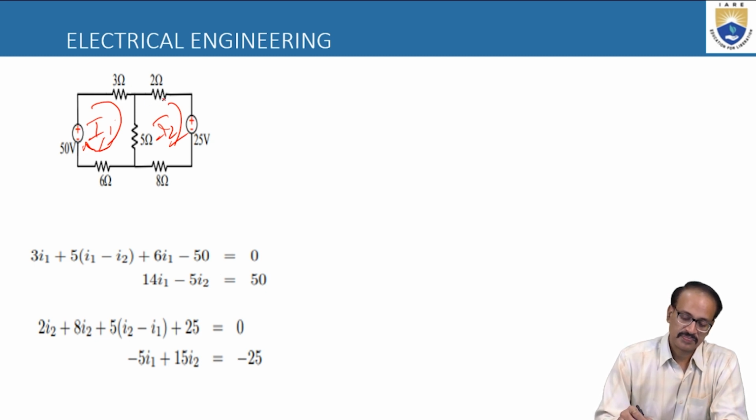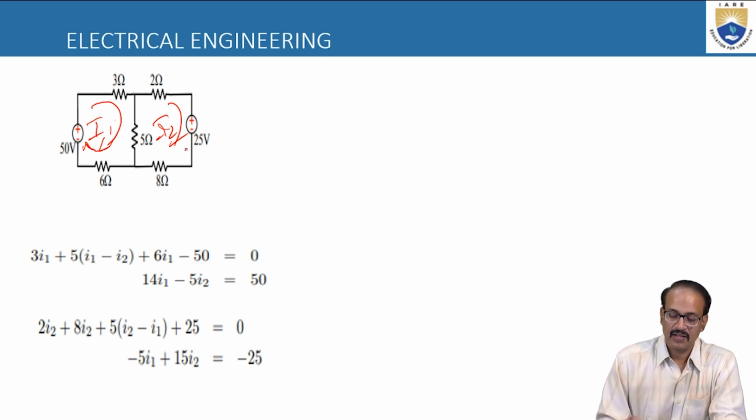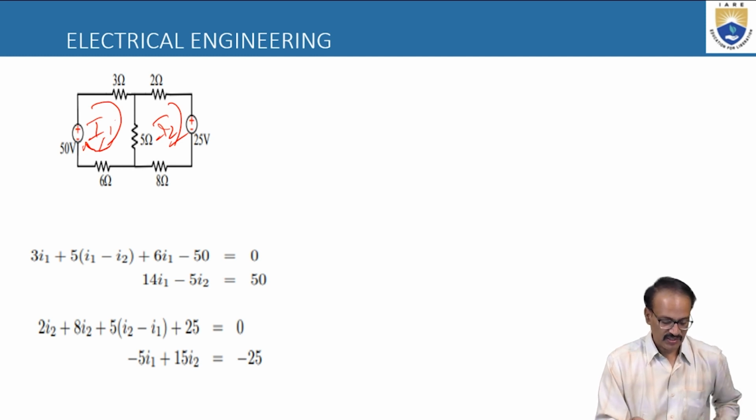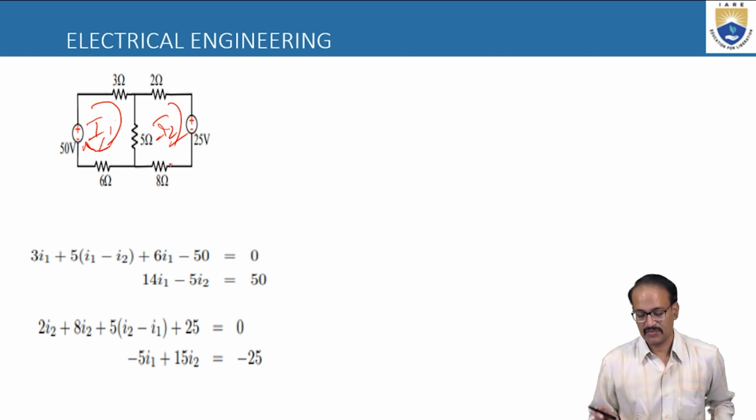And here also 2I2, clockwise direction, the current in the second loop is I2. Here I can observe the positive sign, plus 25, the voltage is 25. Plus 8I2, because the current in the second loop is I2. And 5 is common for both the loops. I am referring to the second loop, so I will write I2 minus I1, that is equal to 0.